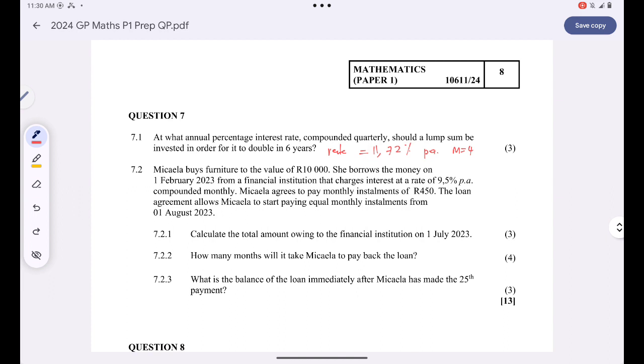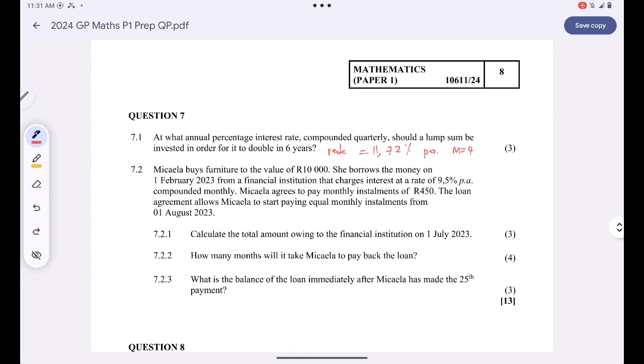Michaela buys furniture to the value of 10,000. She borrows the money on the 1st of February 2023 from a financial institution that charges interest at 9.5% per annum compounded monthly. Michaela agrees to pay monthly installments of 450. The loan agreement allows Michaela to start paying equal monthly installments from the 1st of August 2023.